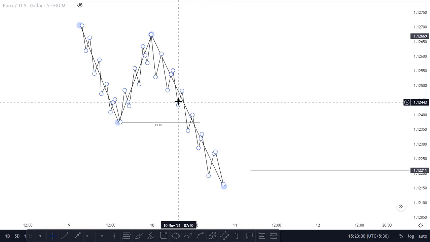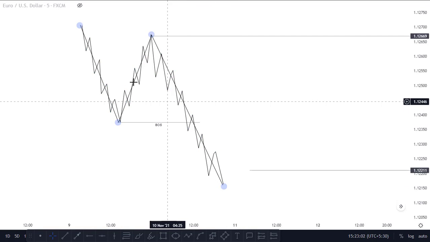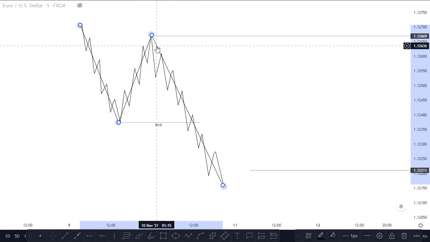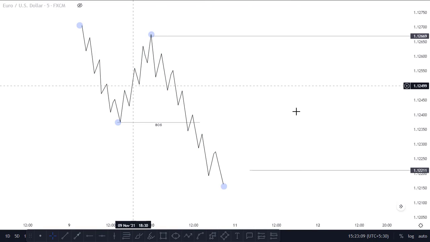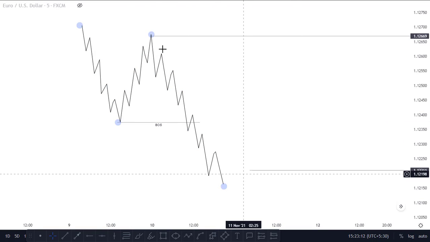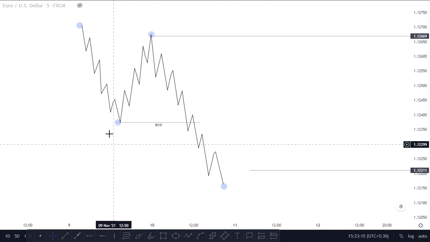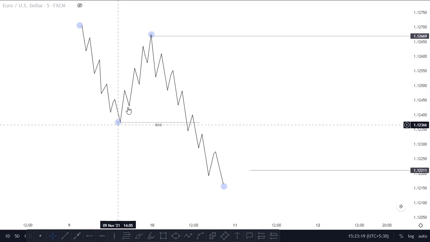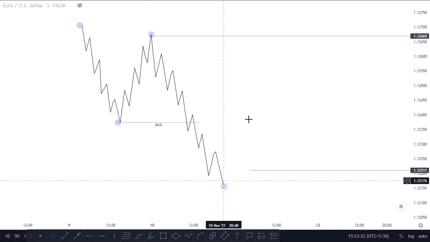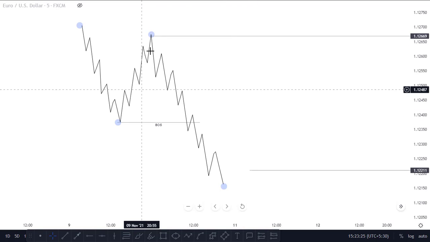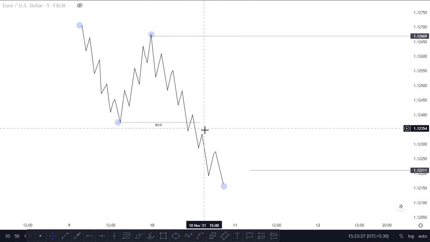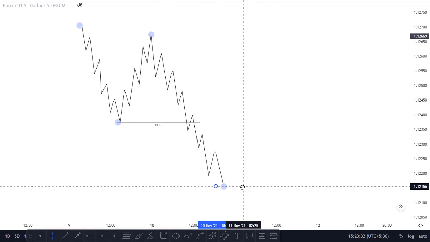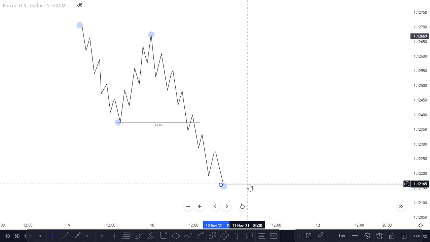So if we remove these straight lines, we remain with our structure like this. When you're marking structure, you look at major swing points: low, high, low, lower high, lower low. That is how we mark the structure. Now from this lower high all the way to this lower low, this is your range.